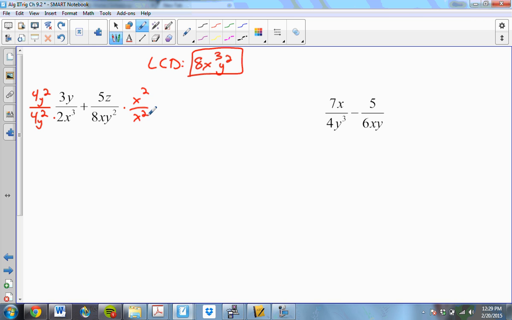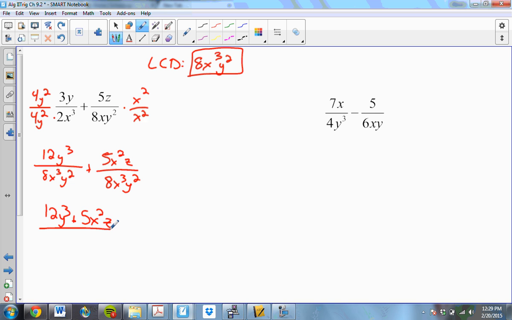And that gives me 12y to the third over 8x to the third y squared plus 5x squared z over 8x to the third y squared. Now that I've got that common denominator, I'm going to add up the top. So it's 12y to the third plus 5x squared z over 8x to the third y squared. If you can start doing this faster and in fewer steps, good for you.